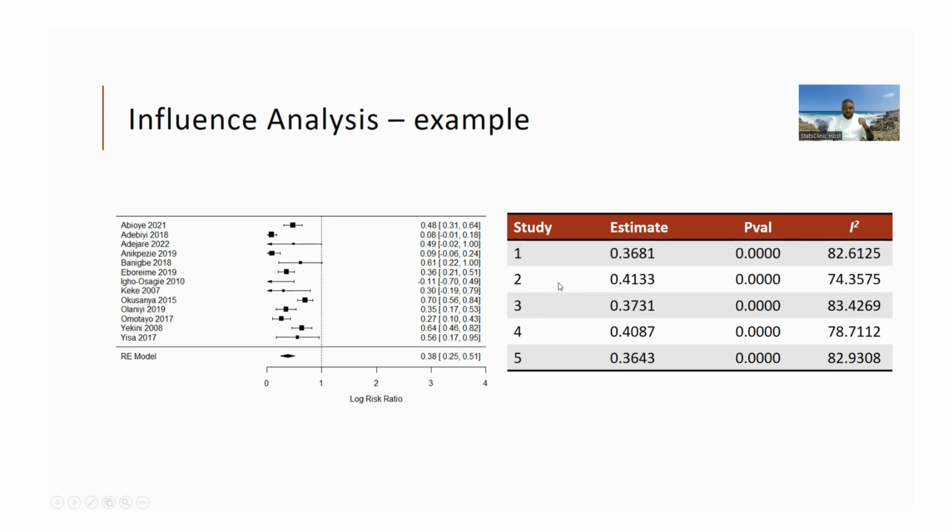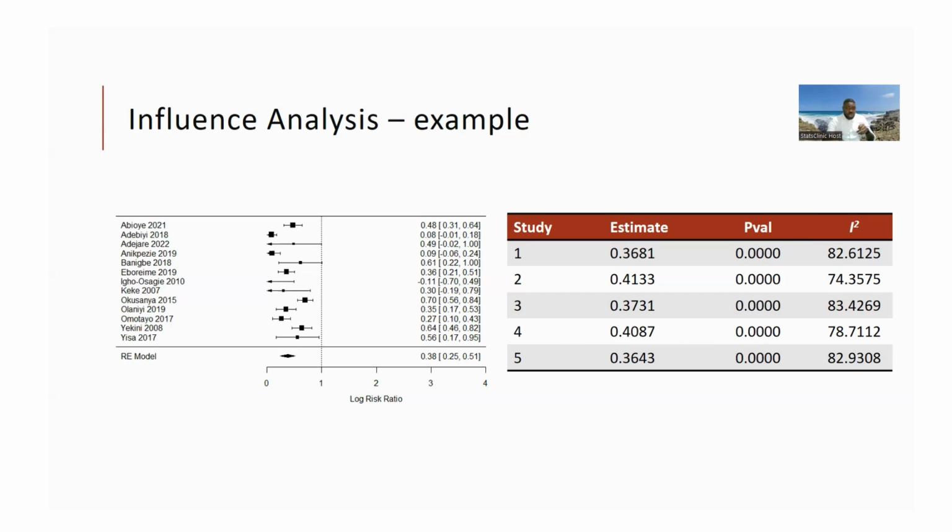And that might tell you that maybe study three is really driving your estimates, or maybe the p-values that were significant before now become not significant, or 0.00 becomes 0.1, something like that, 0.2. Then that tells you that this study is really driving your estimates, and you should pay attention.